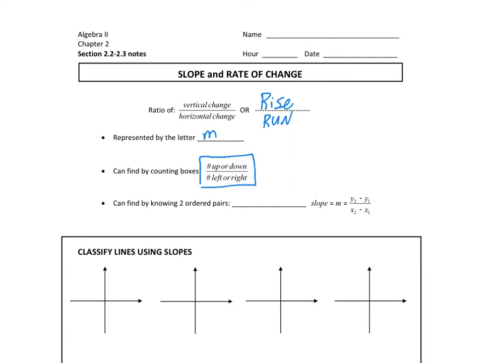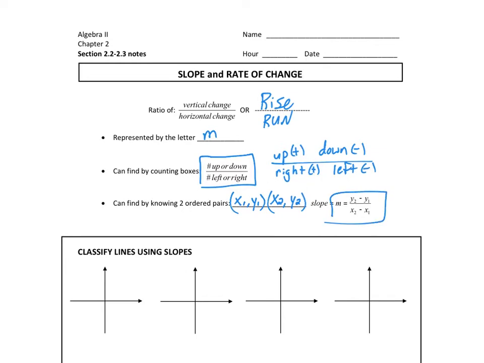And just so you know, up is positive and down is negative. Right is positive and left is negative. We can also find it by knowing two ordered pairs. Generally you're given two ordered pairs, where there's an x and a y, and then a second x and a second y. And we find it by doing y2 minus y1 over x2 minus x1. This is the slope formula.